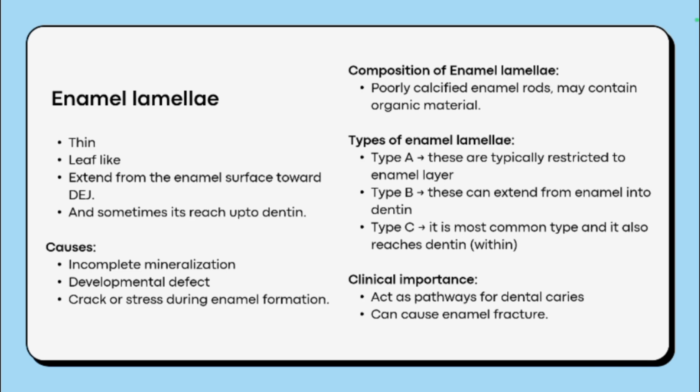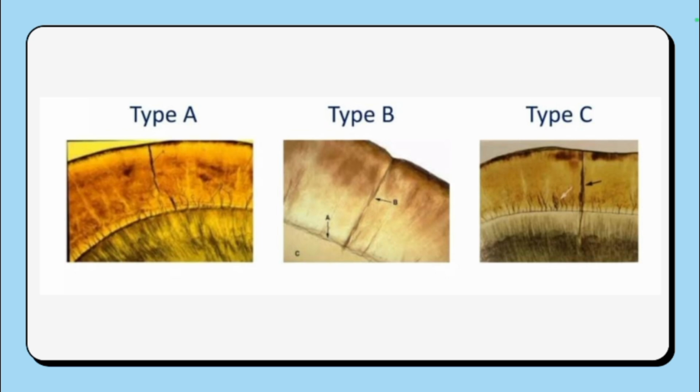It is thin, leaf-like, extending from the enamel surface towards the DEJ. Following are the three types of enamel lamella. Type A, in which the enamel lamella extends from the enamel. Type B, in which the enamel lamella, after extending from the enamel, reaches the DEJ. And type C, in which the enamel lamella enters into dentine.